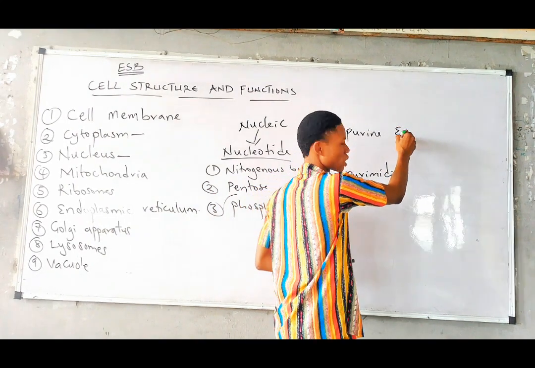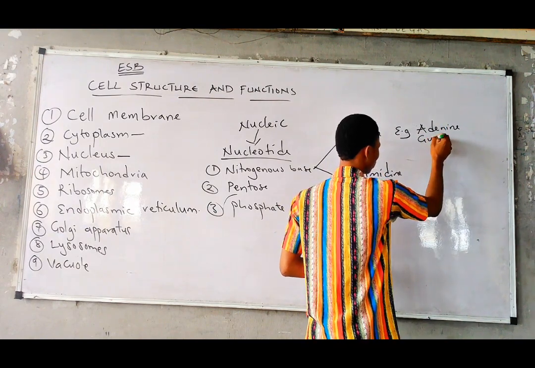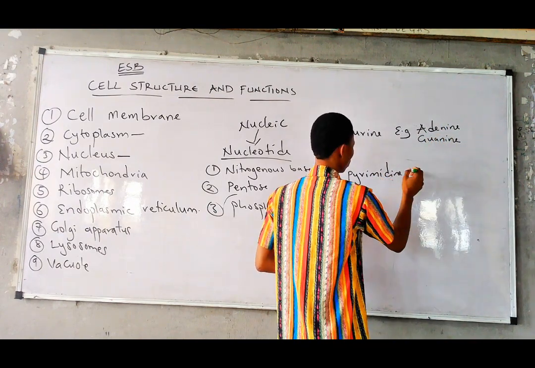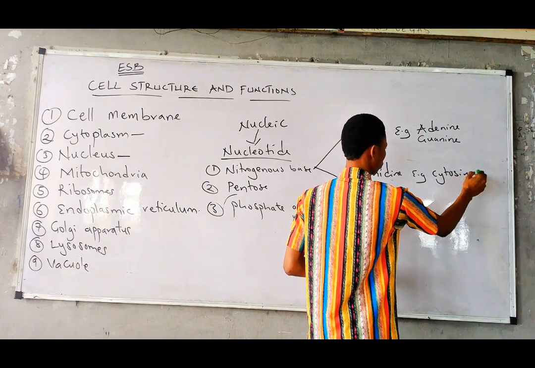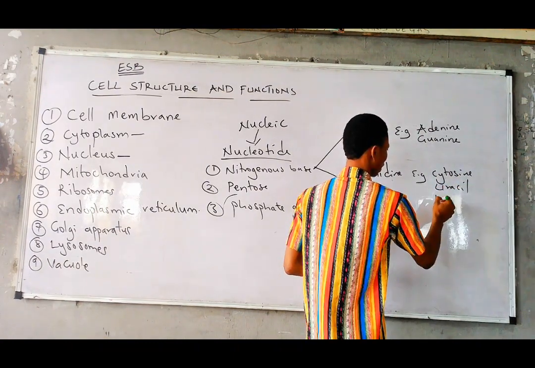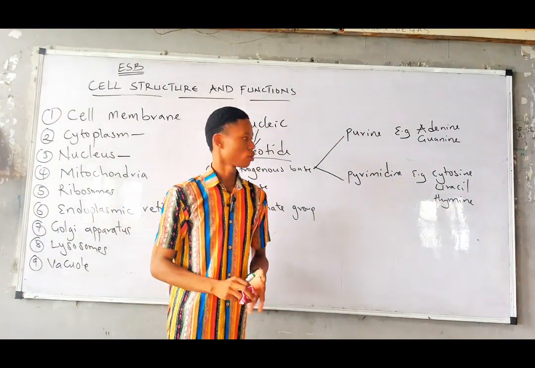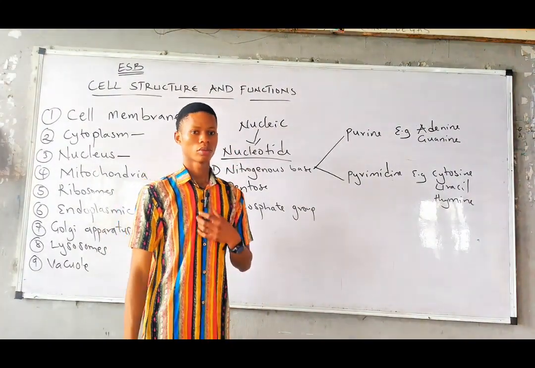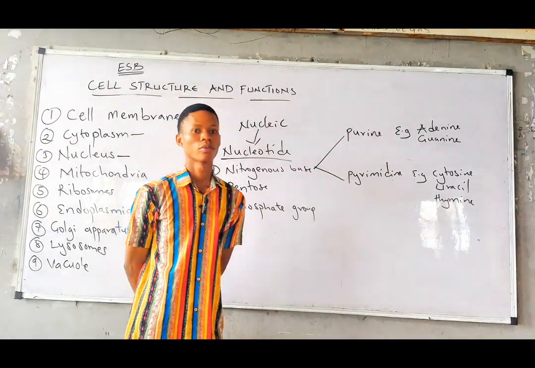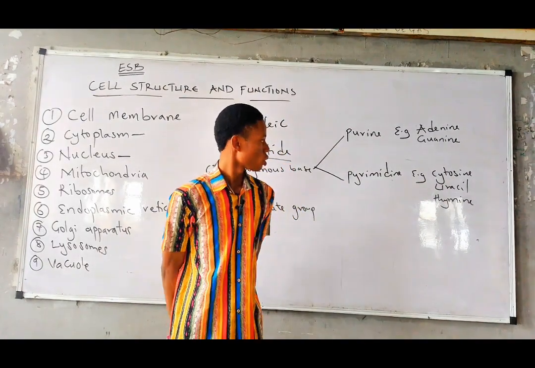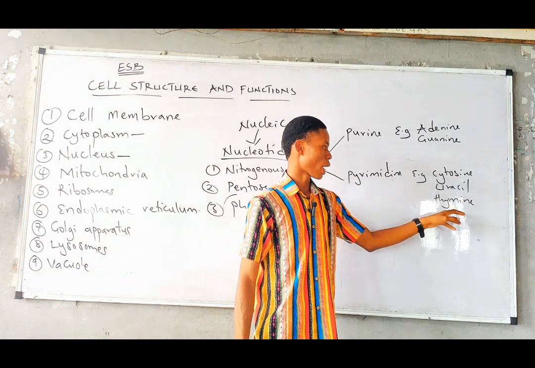Examples of purines are adenine and guanine. Examples of pyrimidines are cytosine, uracil, and thymine. Uracil, this is thymine.